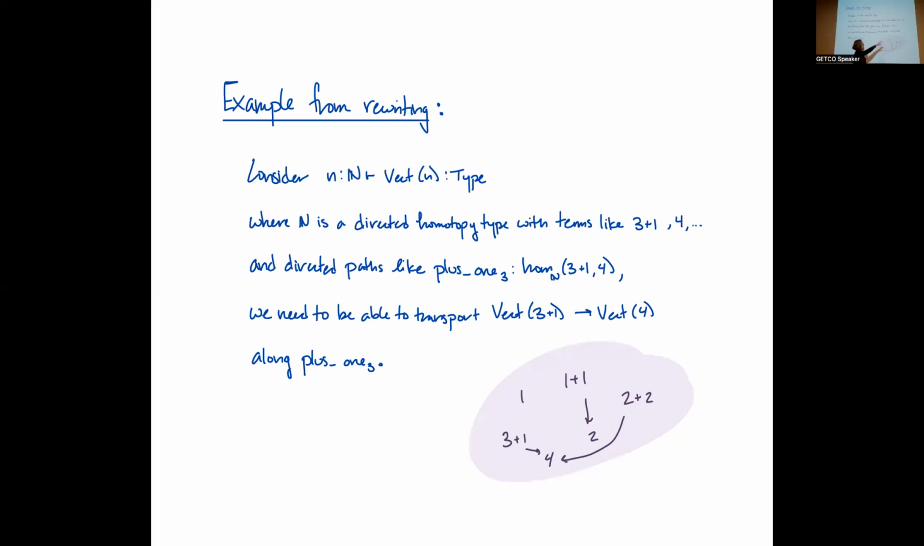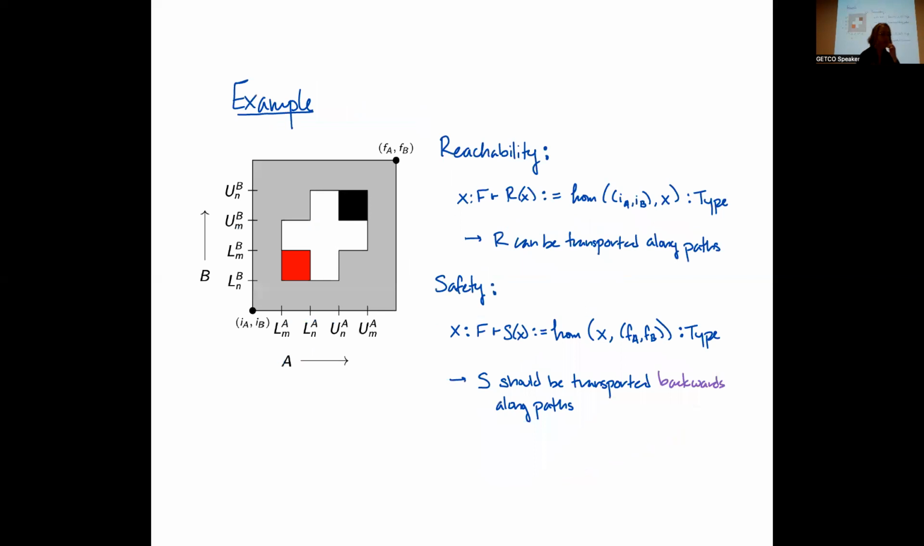Okay, so we have this. Here's an illustration of this. We have this directed path, this rewrite rule from 3 + 1 to 4, and the transport is just saying that if we have a type of vectors of length 3 + 1, then we should be able to coerce that, maybe computer scientific jargon, or transport that along this rewrite rule to vectors of length 4. That's just the basic kind of thing that we want to capture in the language. So that's one example of transport.